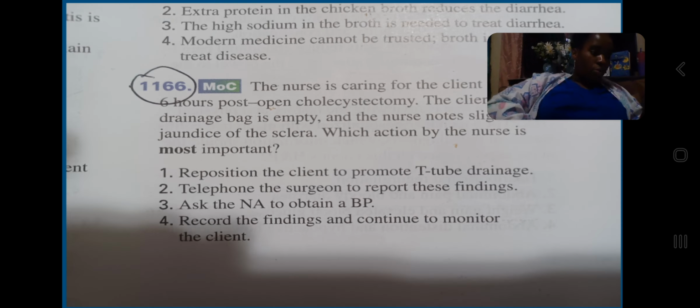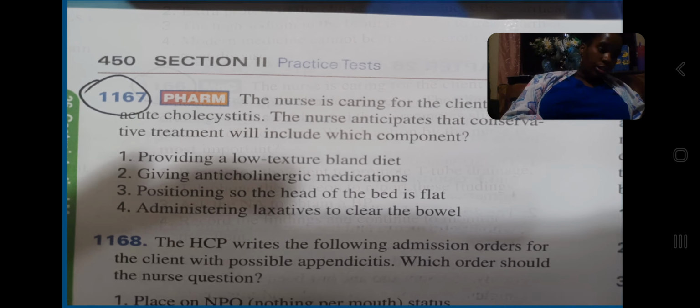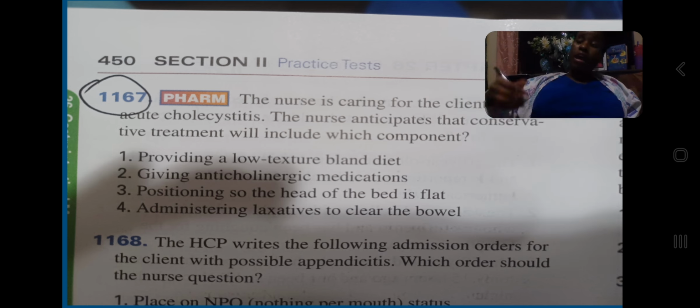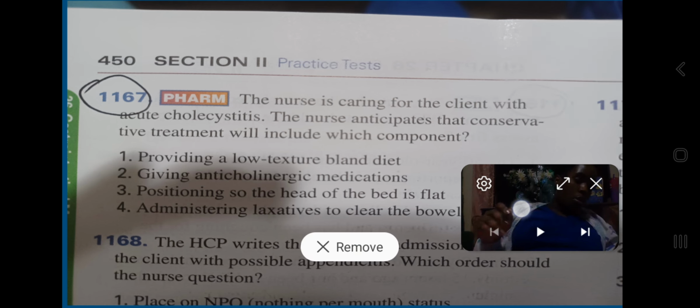The nurse is caring for the client with acute cholecystitis. The nurse anticipates that conservative treatment will include which component? So conservative means I'm going to conserve what I have left. How am I going to do that? I want to rest that area. How am I going to rest it? Let's look at it. Okay, I'm going to read that to you.